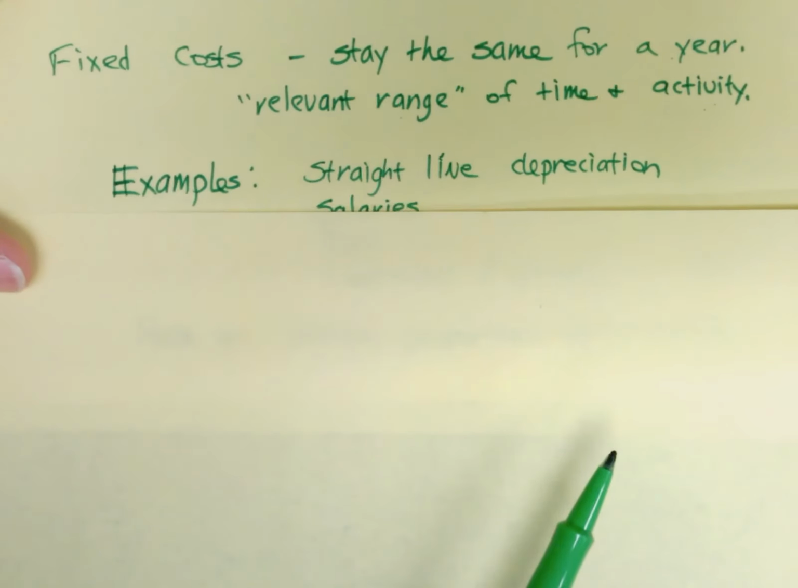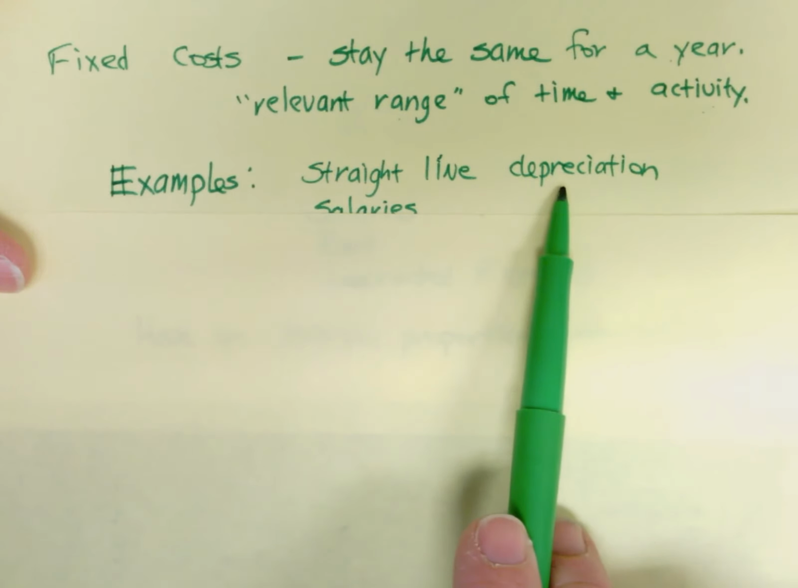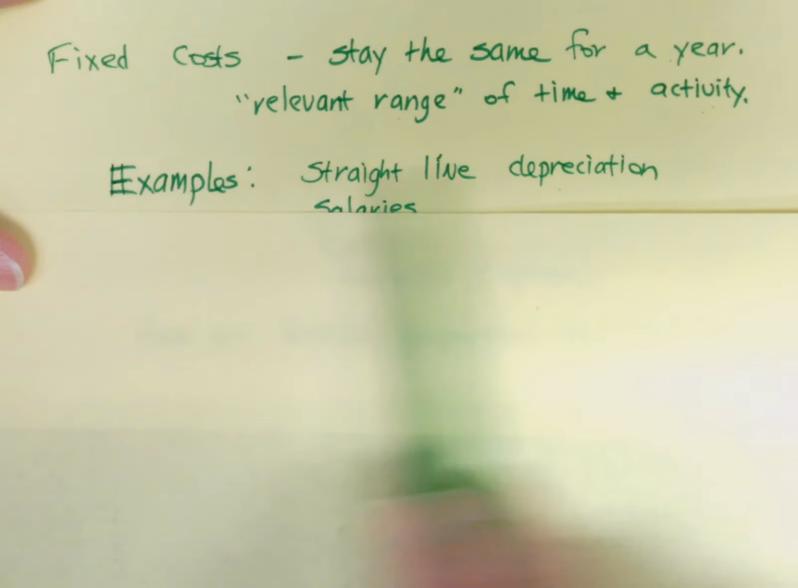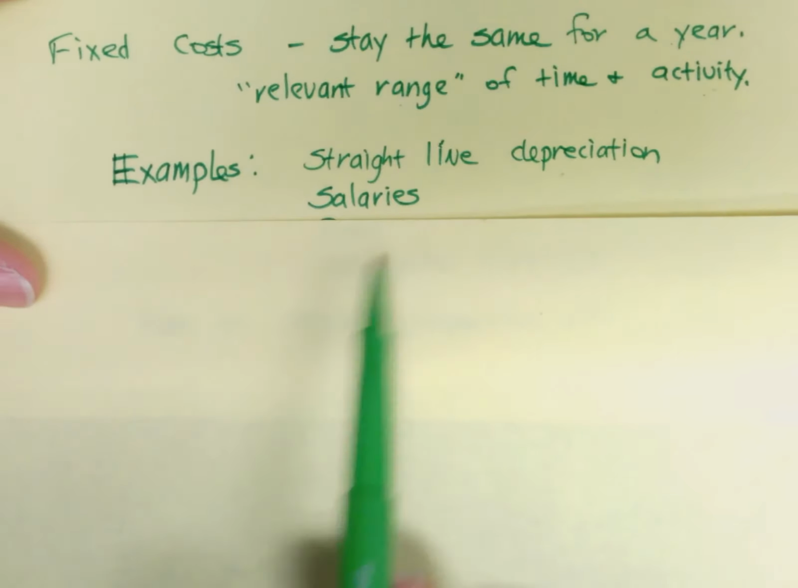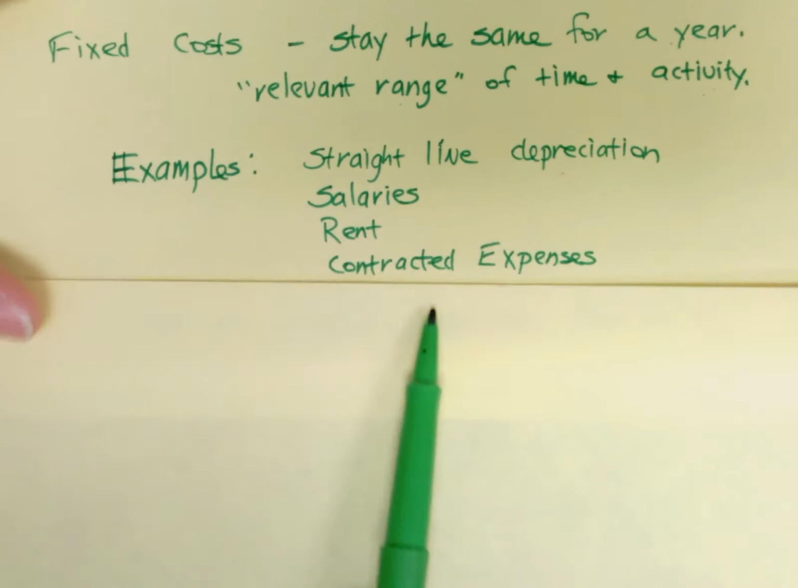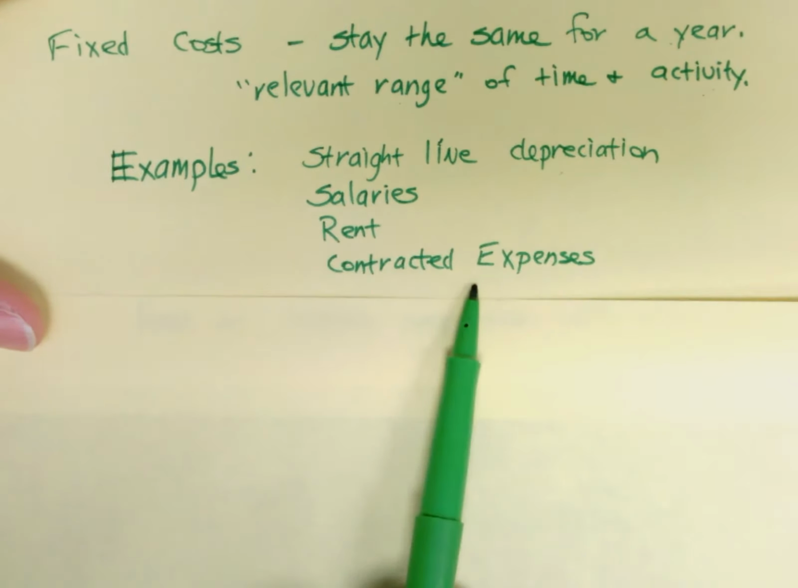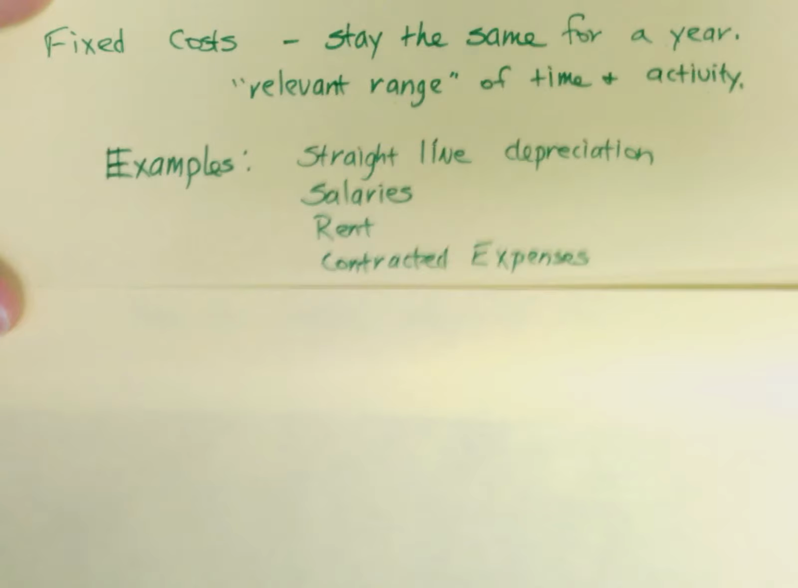So examples of fixed costs are straight line depreciation, right? Stays the same per year. It's based on the asset cost. Rational allocation of that cost over time. So it's fixed for the year. Anything that has to do with the word salary is going to be a fixed cost. Rent, anything to do with contracted expenses. They're set for the year by contract. They're not going to change. Okay, those are fixed costs.